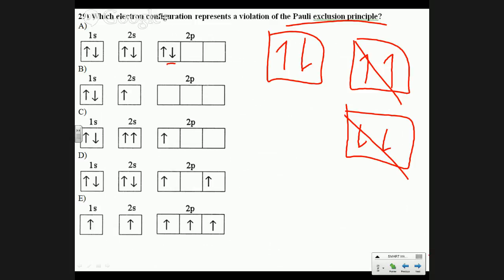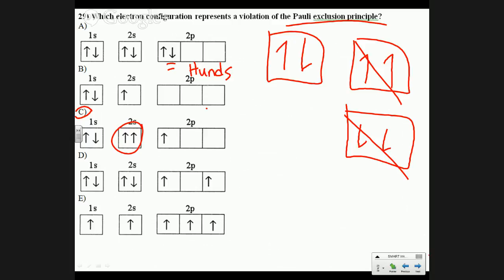This one is incorrect, but it's not incorrect for that reason. It's violating Hund's rule, which says that every orbital should get 1 electron before you pair any of them up. There's nothing wrong with B. C, here's the issue right there. You can't have 2 electrons with the same spin in the same box. You can't have all 4 quantum numbers be the same.